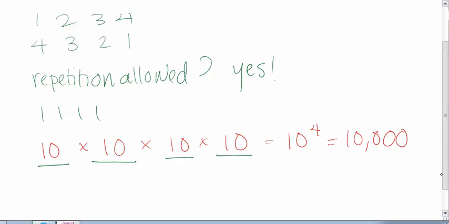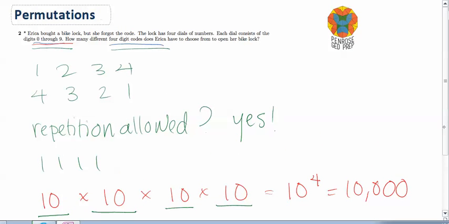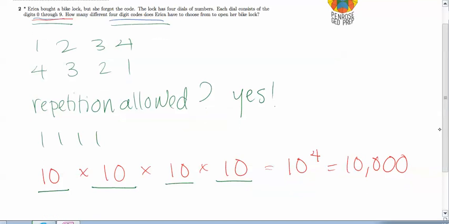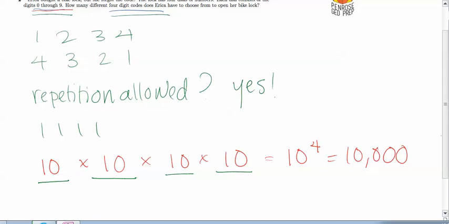So just to recap, what we ended up doing was looking at whether this was a permutation or a combination, and we decided it was a permutation because the order mattered. And then we noticed that repetition was allowed. And so for our answer, what we took was the number of options for each digit and simply multiplied them together. So since we had 10 options for each digit, we ended up looking at 10 to the 4th, which we said is 10,000. So there are 10,000 different options for Erica to choose from.